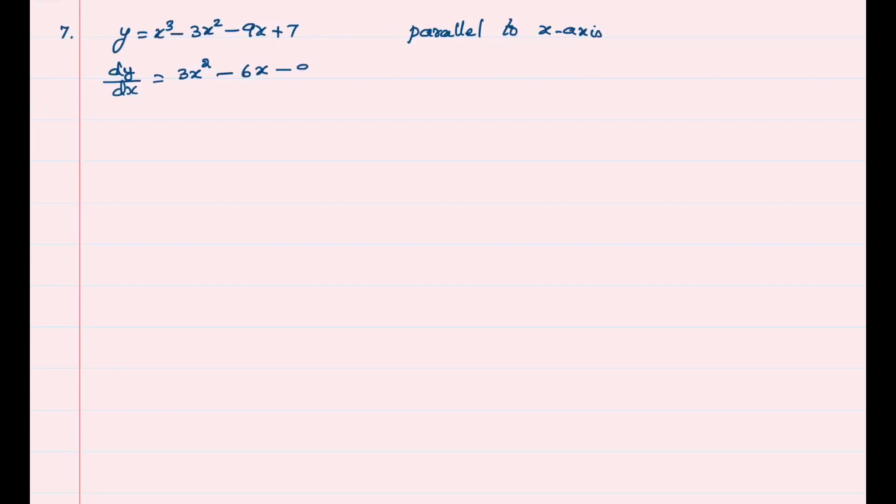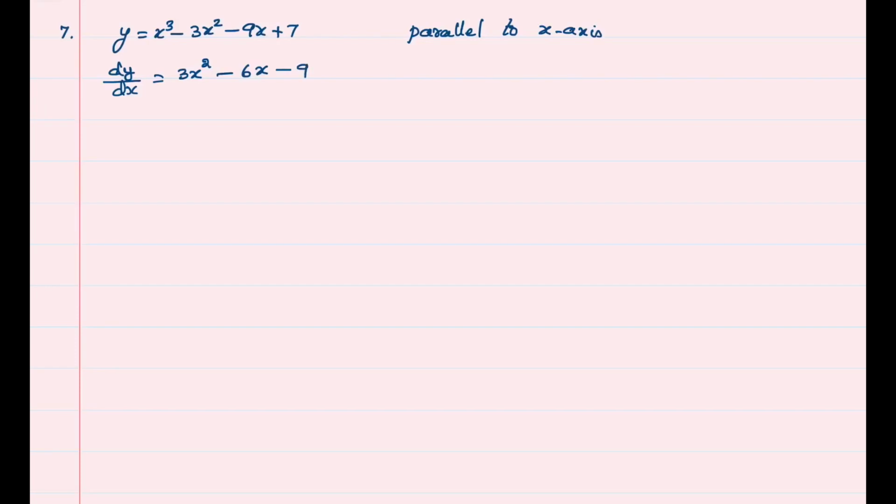In the next 3 questions, we are going to find the point of contact using the given conditions. Question 7. Find points at which the tangent to the curve y equals x cube minus 3x square minus 9x plus 7 is parallel to x-axis. Let us find dy by dx, which is the slope of the tangent to this curve at any general point x comma y. Derivative of x cube is 3x square minus 6x minus 9.